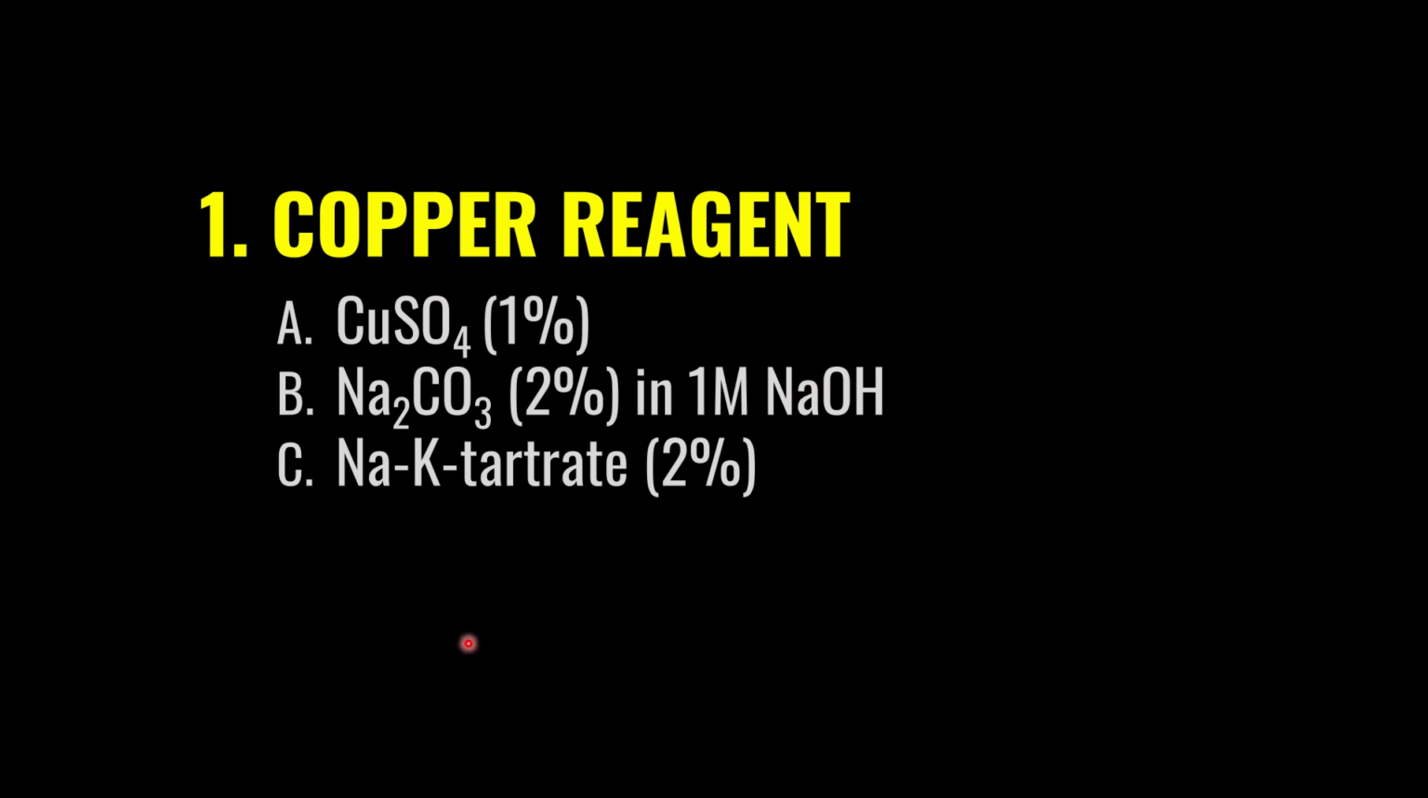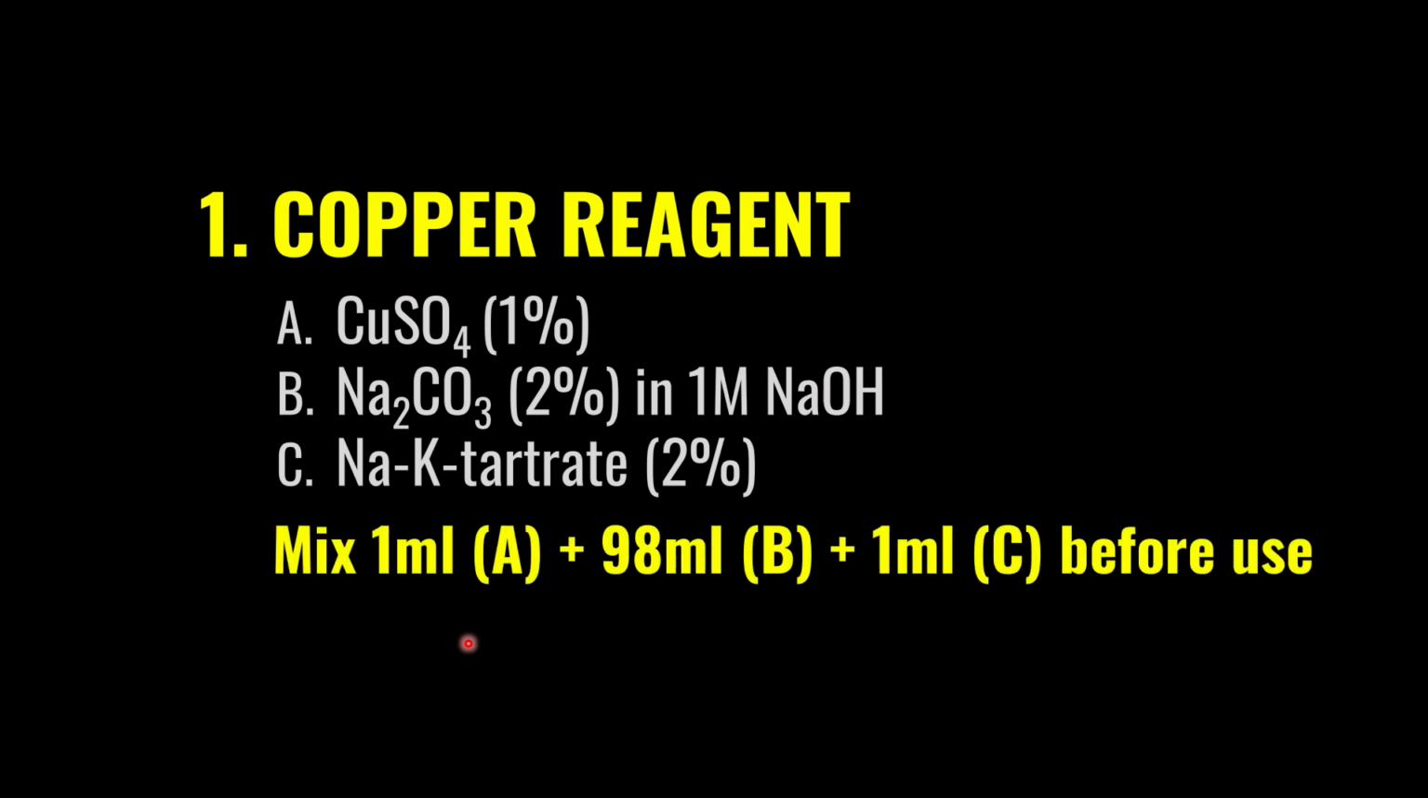Now this is very important: you prepare these and mix them just before use in a ratio of 1:98:1 in ml of A, B, and C as written here. So mix these A, B, C in the ratio given here, and it is ready for your assay.